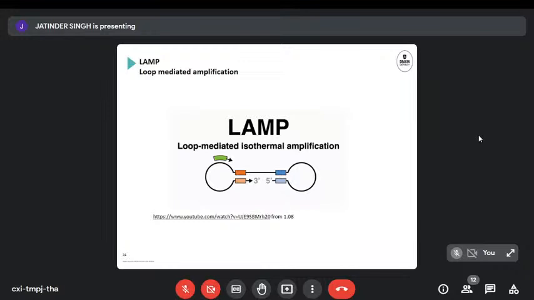No. So the lowdown here of LAMP is that in the LAMP amplification, there's two different primers that bind. The first primer. Oh, maybe we are playing. Are we just not hearing the voice?